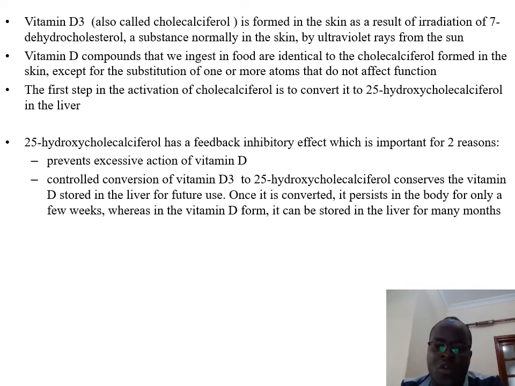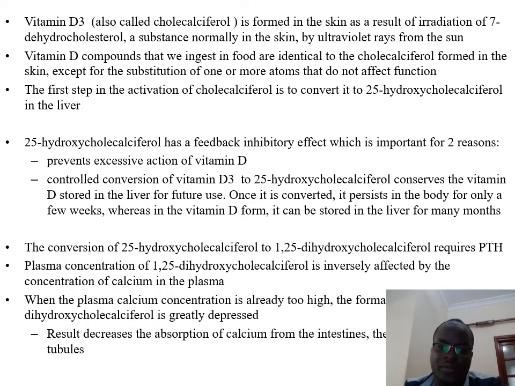So the 25-hydroxycholecalciferol will inhibit the conversion of vitamin D3 into 25-hydroxycholecalciferol. Once it is converted, it persists in the body for only a few weeks, whereas in the vitamin D form, it can be stored in the liver for many months. So you don't want much of this vitamin D to be converted into 25-hydroxycholecalciferol because it will be used up very fast by the body itself. So some of it has to remain in the form of vitamin D so that it can be preserved for future use.